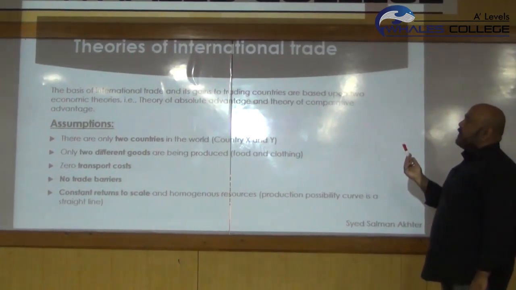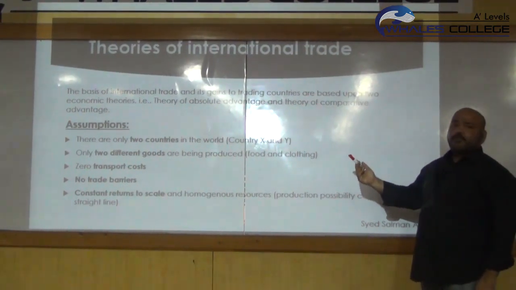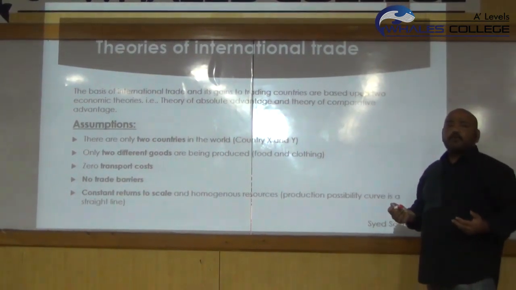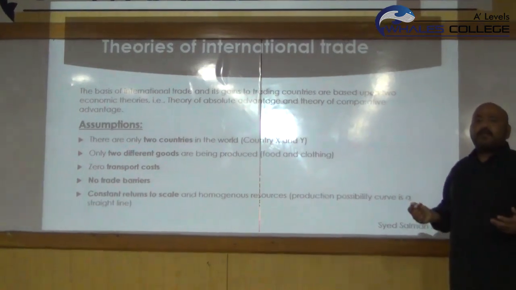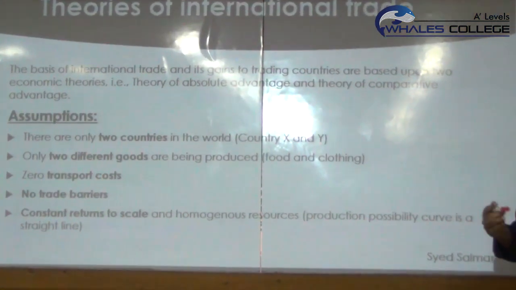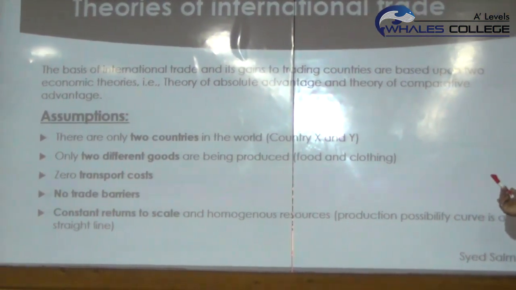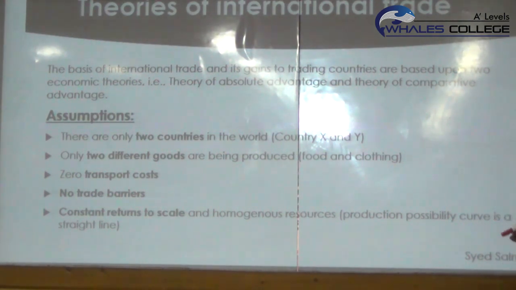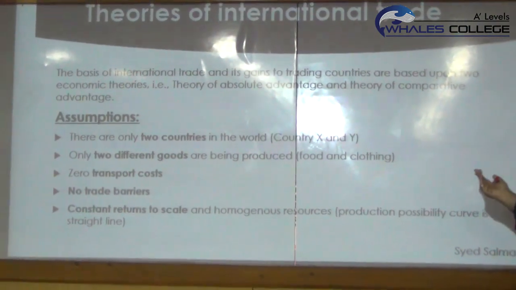The basics of international trade have a few assumptions, and as economics students we know that we take the support of assumptions to simplify the topic or different things. Here in international trade we have a few assumptions, and I'm saying assumptions because in reality it is not possible. To simplify the topic, we assume that there are only two countries in the world and they both are producing two goods, that is usually food and clothing.